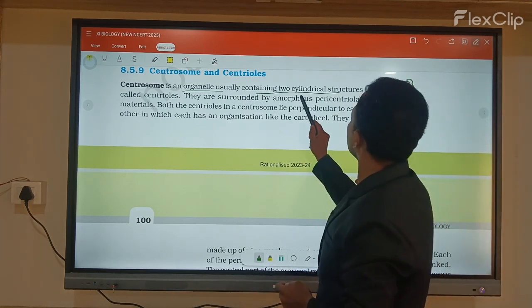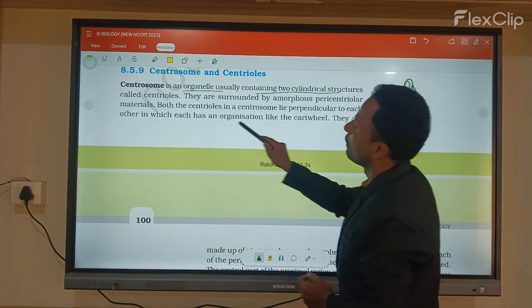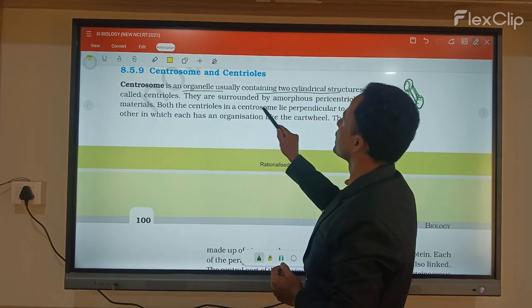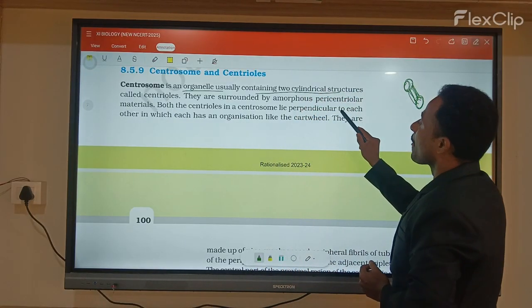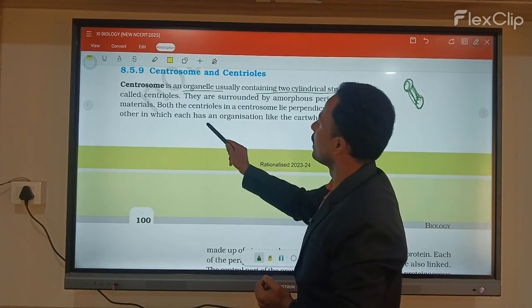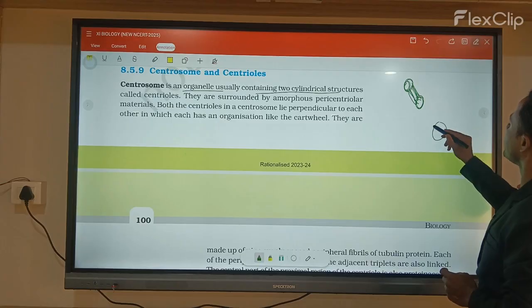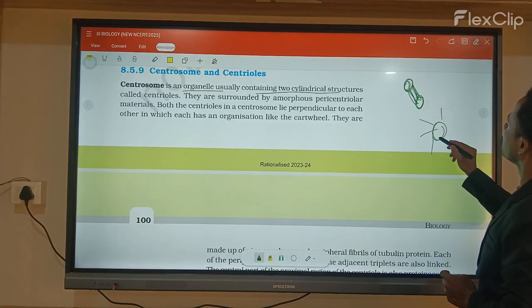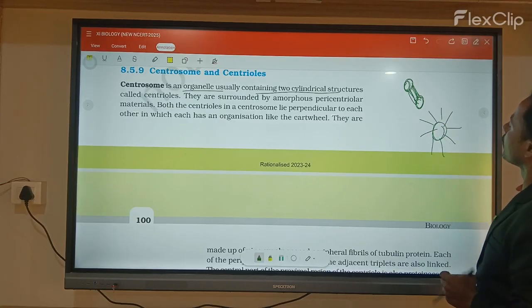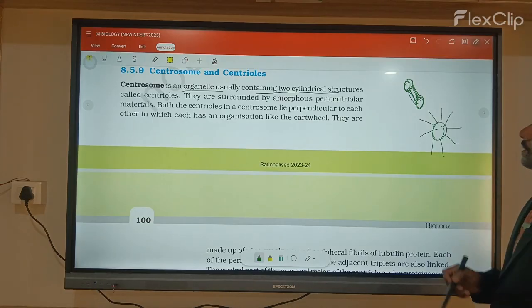Pericentriolar material is present. The two centrioles in the centrosome are perpendicular to each other and are organized like a cartwheel. What does it appear as? One cartwheel-like structure.